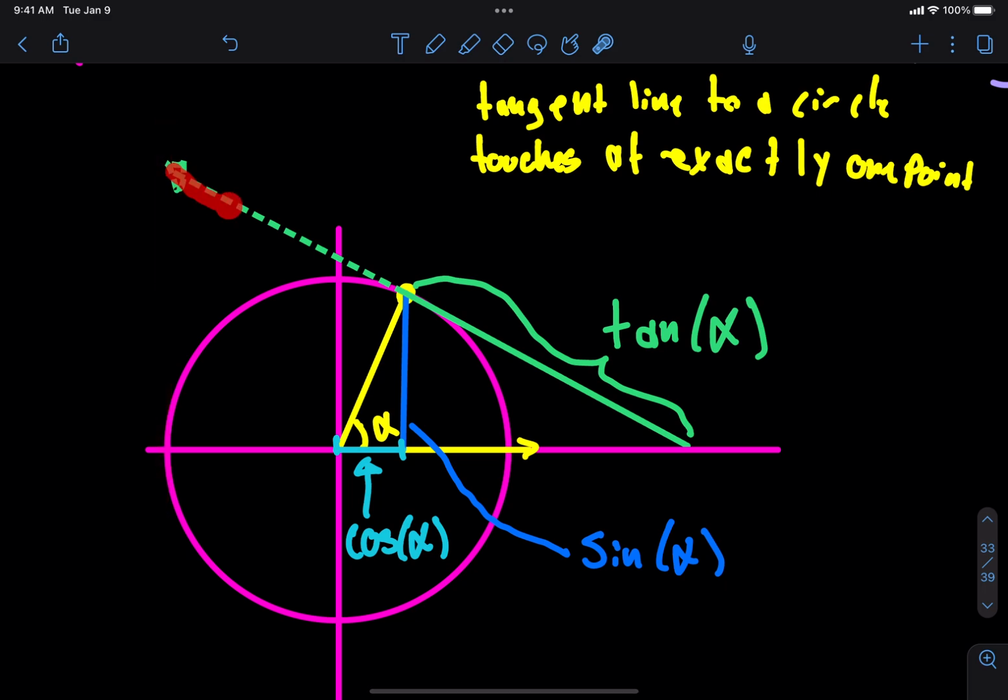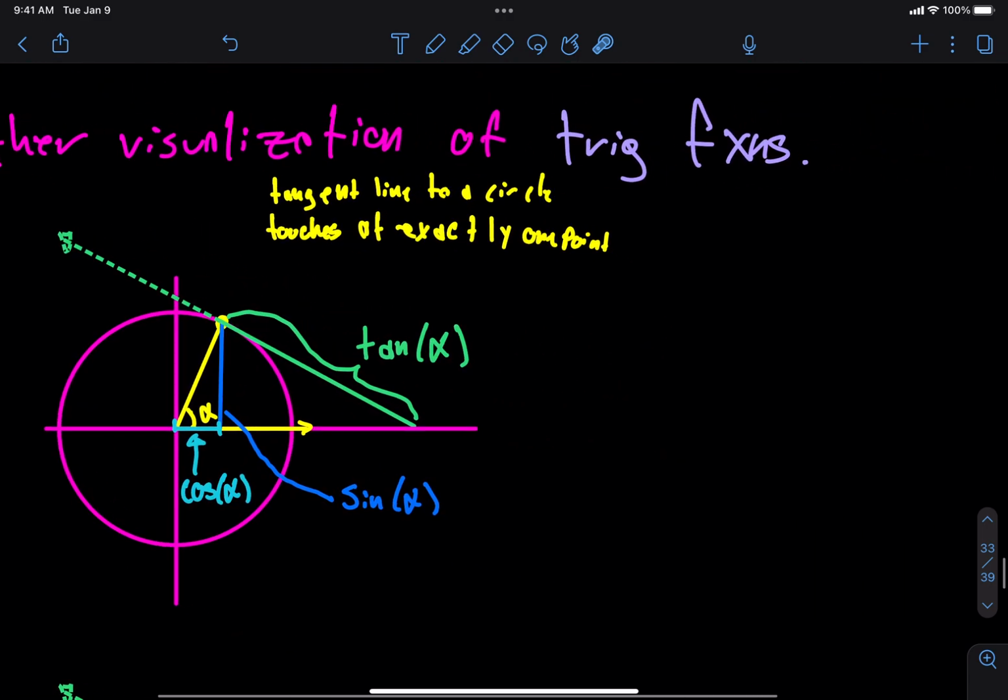So if you draw a tangent line that touches the circle at exactly one point, and that one point is the point pointed at by the angle alpha, then tangent of alpha can be visualized as the length of this line segment, okay? It's also the ratio of y divided by x, which happens to be also visualized by the length of this segment here.